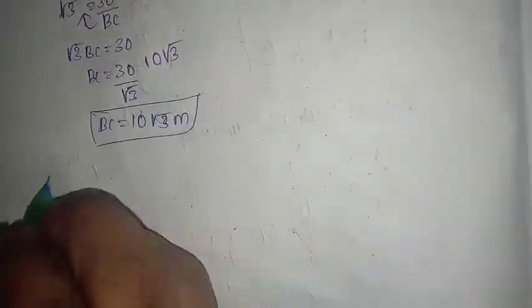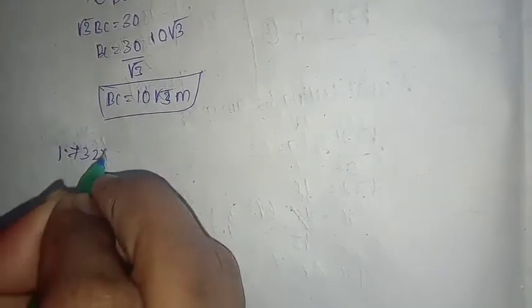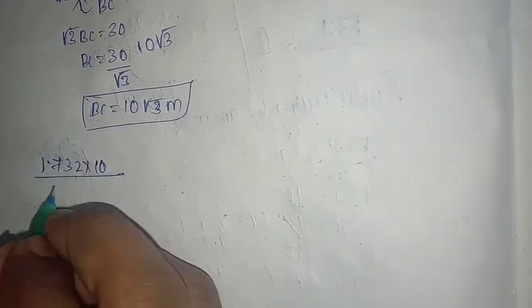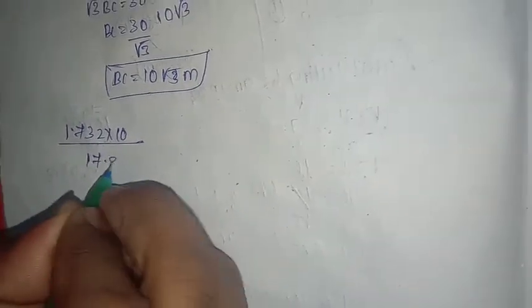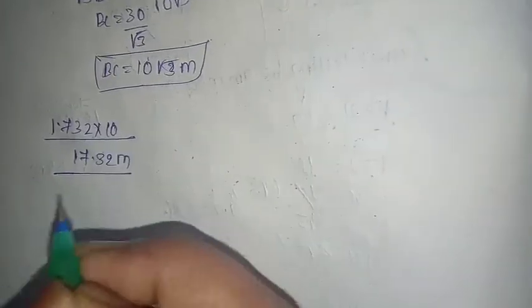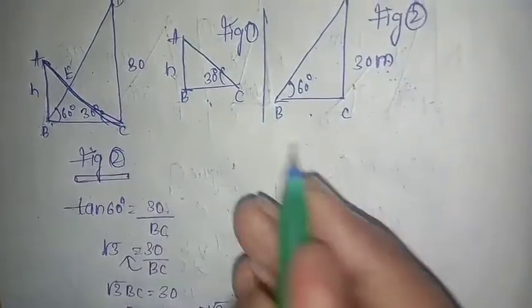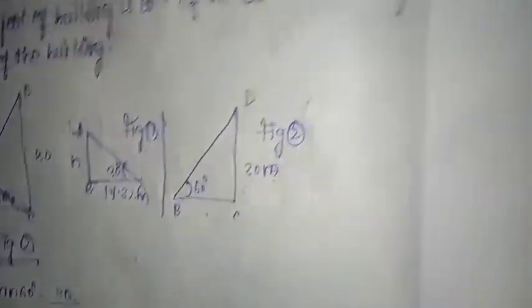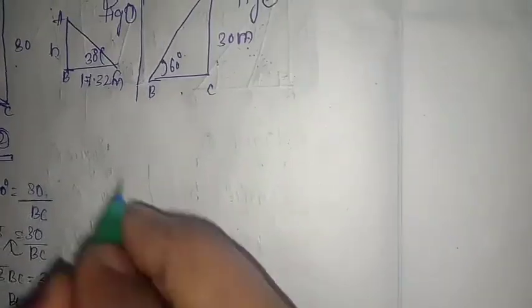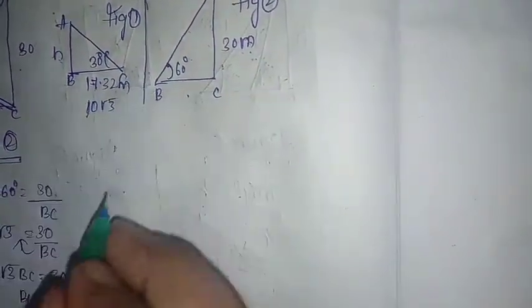We have to take root 3 as 1.732 into 10. So while multiplying we will get 1 point here. So we get 17.32 meters. So this is the length of the base, 17.32. Now we have to find the height. So we'll mention it as 10 root 3. It will be easy to solve.